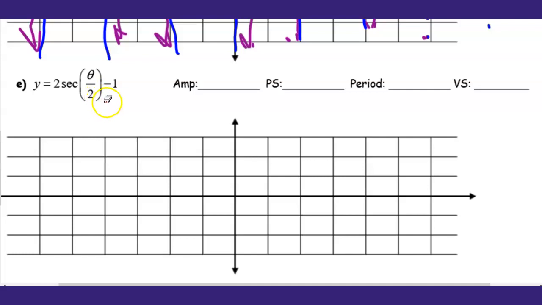Amplitude. What's amplitude? 2, right? Phase shift. Is there a C? So we have none, or 0 pi, because that's where I'm going to start. Period. We got 2 pi over k. What's k? K is 1/2. Keep change flip. That gives us 4 pi, and the vertical shift is down 1.